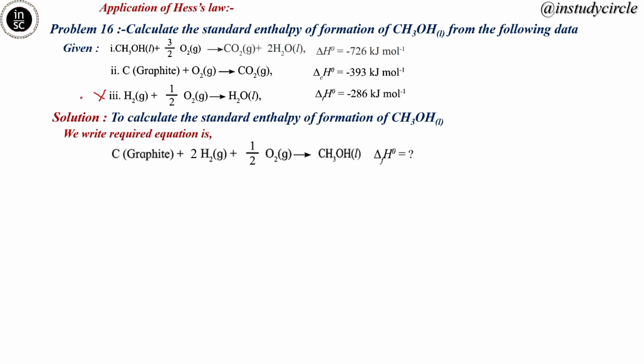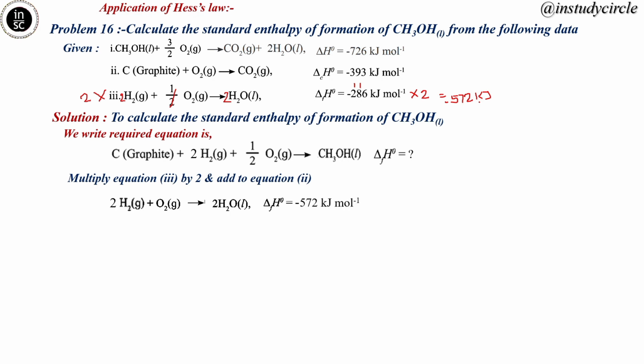अब इस इक्वेशन को हम 2 से मल्टीप्लाई करेंगे, तो 2 से मल्टीप्लाई करते वक्त हम पूरे रिएक्टेंट, प्रोडक्ट और एंथैल्पी इन सब को 2 से मल्टीप्लाई करेंगे, तो हमें इक्वेशन नंबर 3 इस तरह मिलेगी। तो 2 मोल्स ऑफ हाइड्रोजन, 1 मोल ऑफ ऑक्सीजन एंड 2 मोल्स ऑफ वाटर मिलेगा, और ये जो एंथैल्पी है ये मिलेगी हमें minus 572 किलो जूल्स। ओके, और इस इक्वेशन को हम इक्वेशन नंबर 2 में ऐड कर देंगे। So equation number 3 becomes: 2 moles of hydrogen reacts with 1 mole of oxygen and they produce 2 moles of water, and the enthalpy of formation is minus 572 kilojoules.